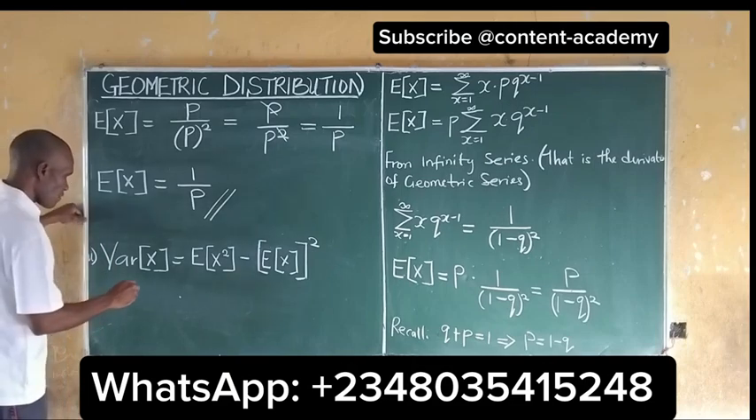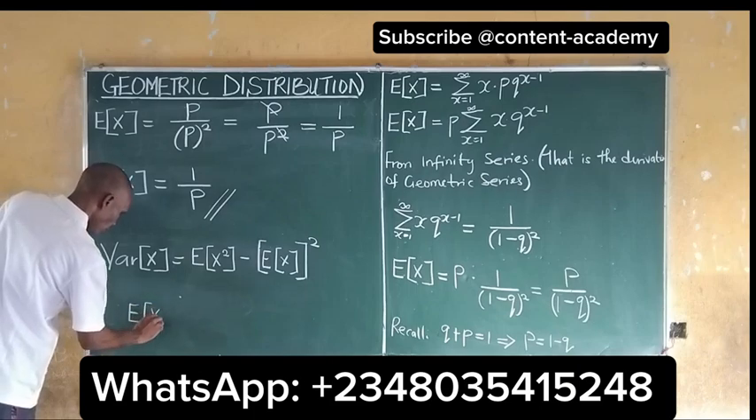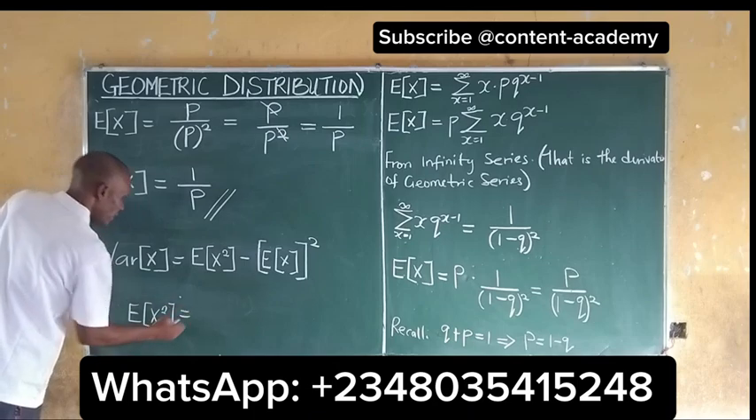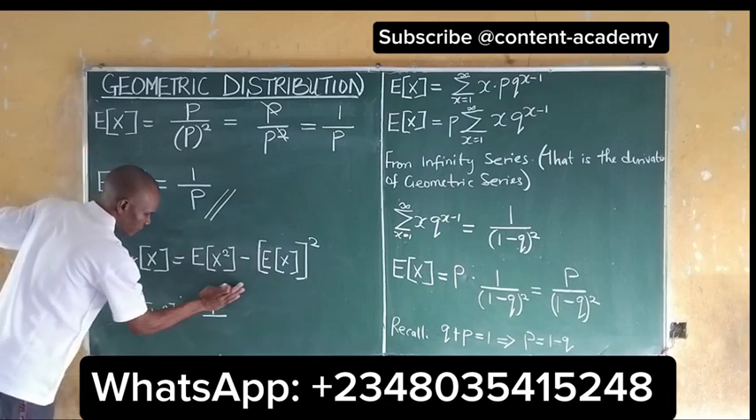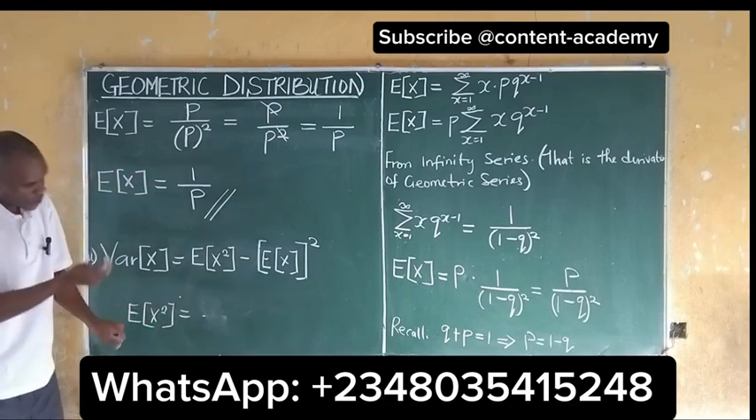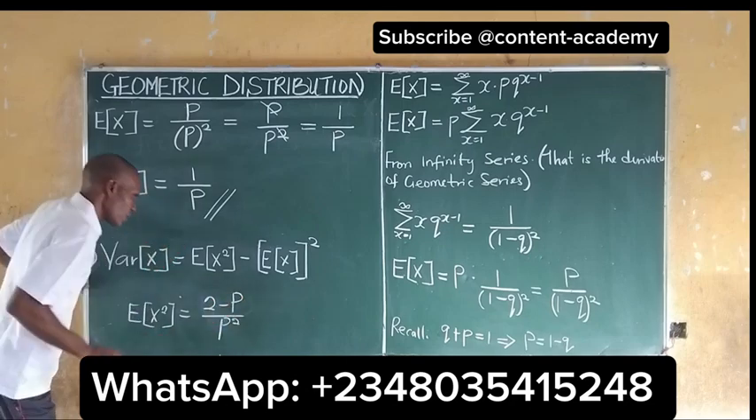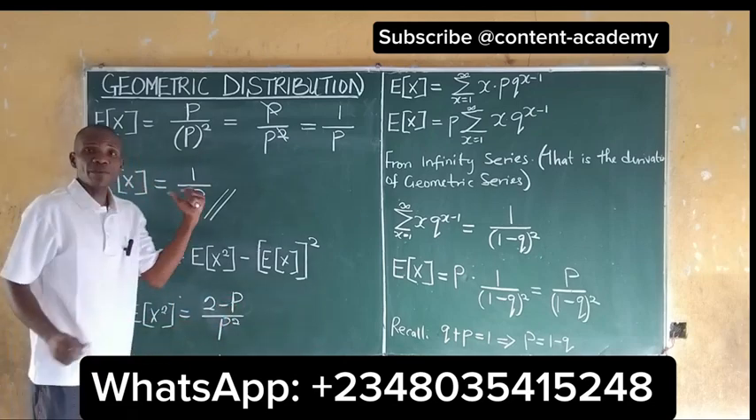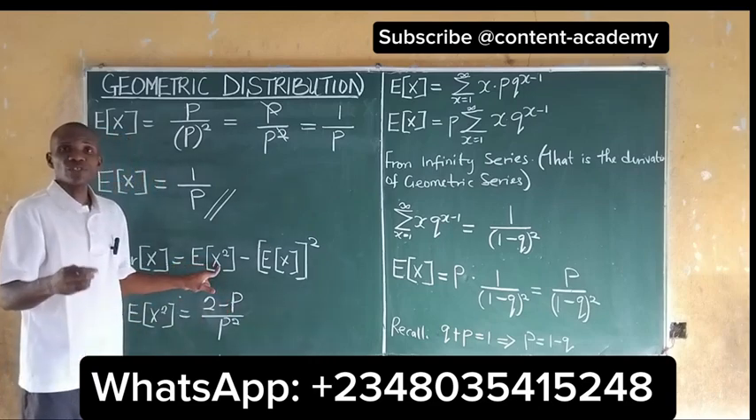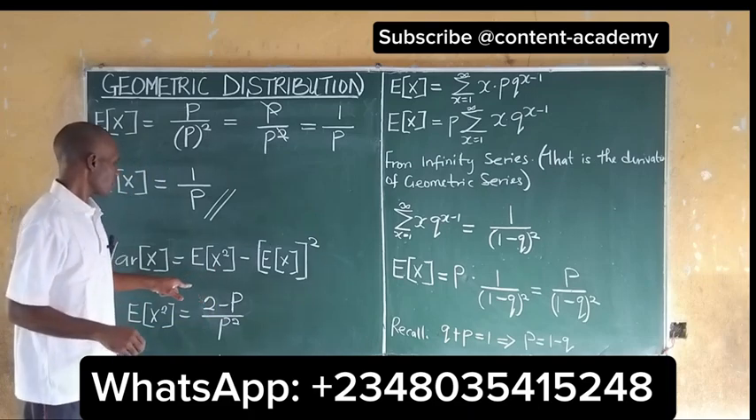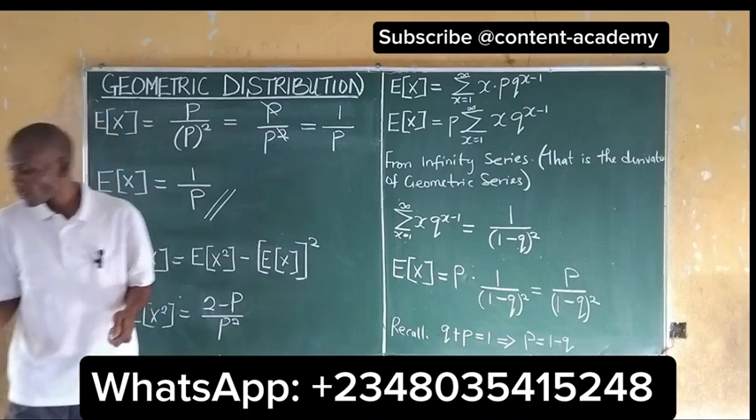In our recent subsequent video, we have that the expected value of x squared is equal to 2 minus p all over p squared. In our previous video, we did that. So we computed the expected value of x squared for the geometric distribution of the first kind. Now, if that is true, we can calculate our variance of x.